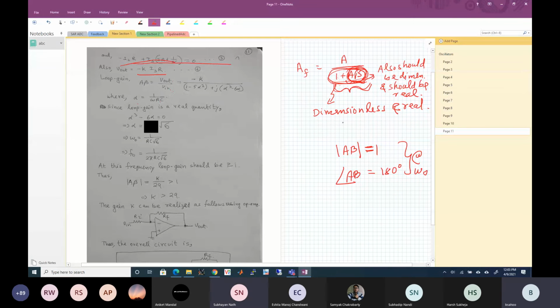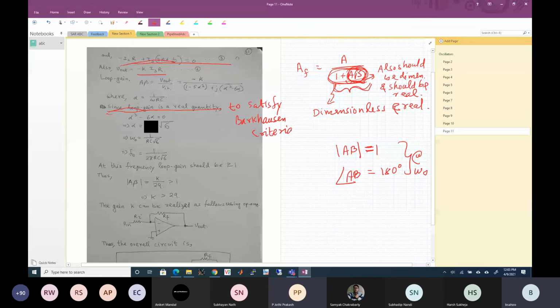So now since the loop gain is a real quantity, why do we have it as a real quantity? To satisfy Barkhausen criteria. That is this. So that this denominator becomes 0. Denominator of AF tends to 0. Okay. So please work this out and prove that the oscillation frequency will be given like this. Is that clear?